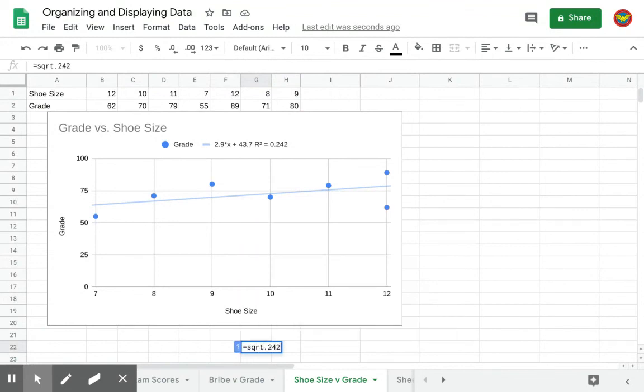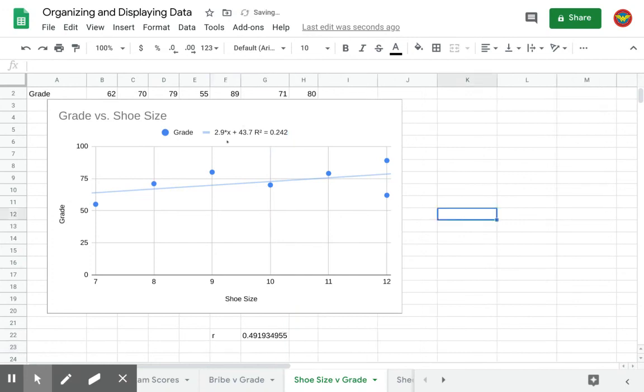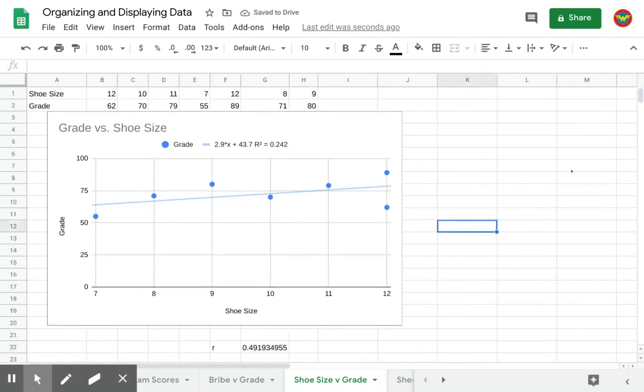So SQRT, it gave me R squared 0.242. Oh, and I need a parenthesis. Okay, there we go, 0.242. And it gives me, there's my R value, 0.49 and so on. So not a strong positive correlation, but it is a positive correlation. Okay, so there's that. So Y equals 2.9x plus 43.7, and we can get our R value, not very strong.